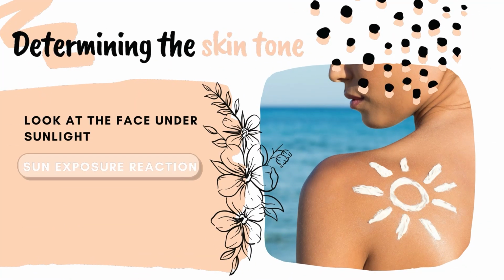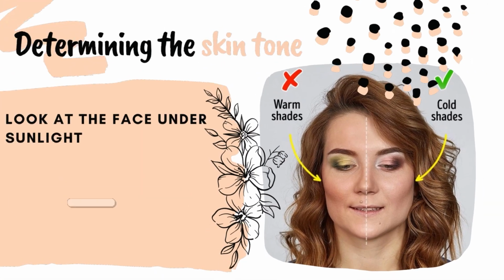Step number 2. The skin's reaction to sun exposure is another effortless way to determine your skin tone. Does tanning come quickly for you? Or maybe not? Does sunburn occur easily? As stated before, people with medium or dark skin tone will get tan quickly and will not burn as easily as a light-colored person.